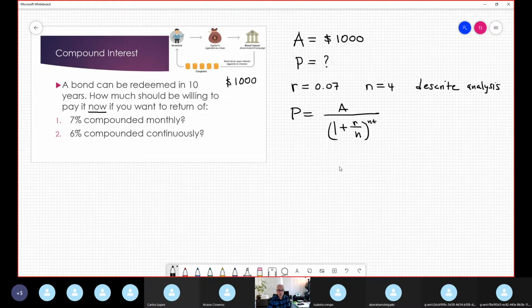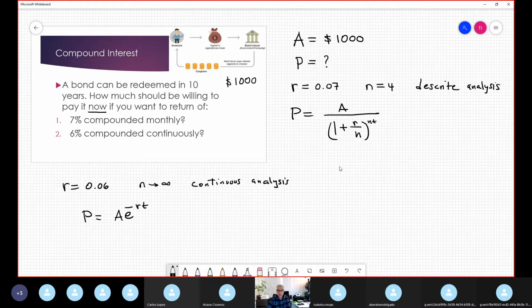And we have another problem here, let me write here, in which the interest rate is 0.06. This is continuous, so no M, and it has no sense. N is like infinity periods. Now, is the analysis discrete? No, it is continuous analysis. In this analysis, the formula is different. Present value is equal to future value times e to the minus RT.